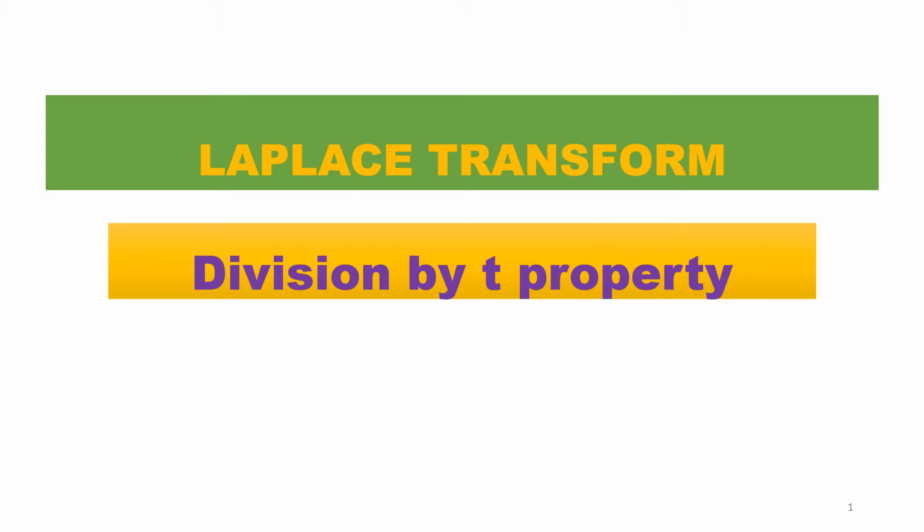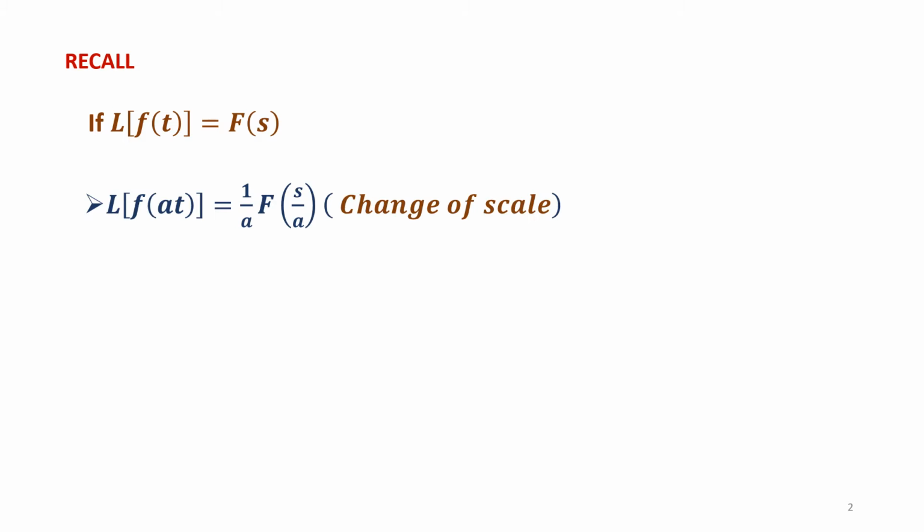Hello everyone. Today we will study the next property of Laplace transform, which is division by t property. So till now what we have done is, if L of f of t is f of s, then the change of scale property states that L of f of at is 1 by a f of s by a. So if L of f of t is known to us, we can calculate L of f of at.